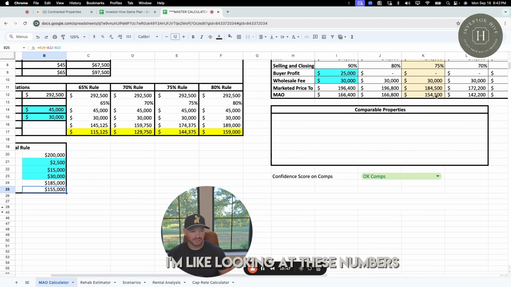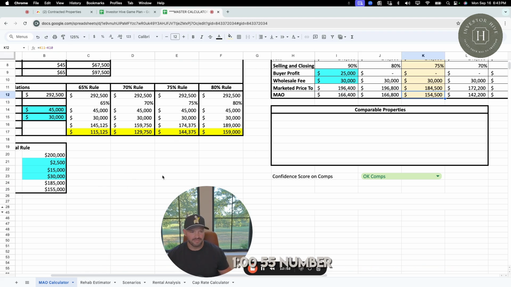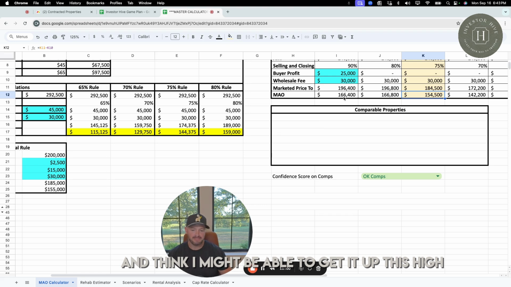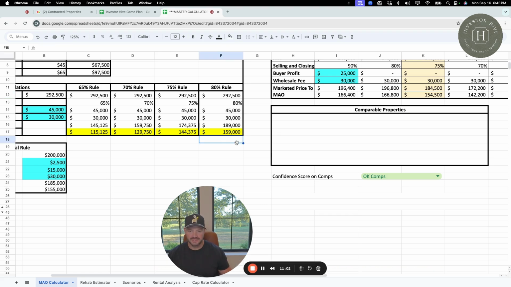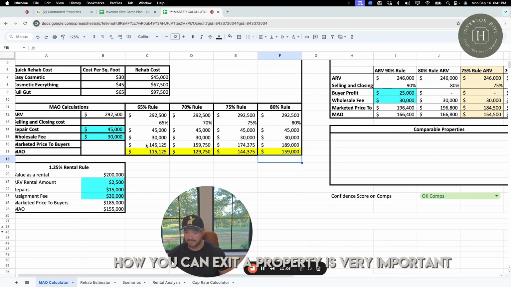To me, looking at these numbers, we've got a 155 there, a 155 there, a 144 here, a 166 here. I'd probably try to lock this property up around that 154, 155 number and think I might be able to get it up this high. So knowing all your scenarios of how you can exit a property is very important.